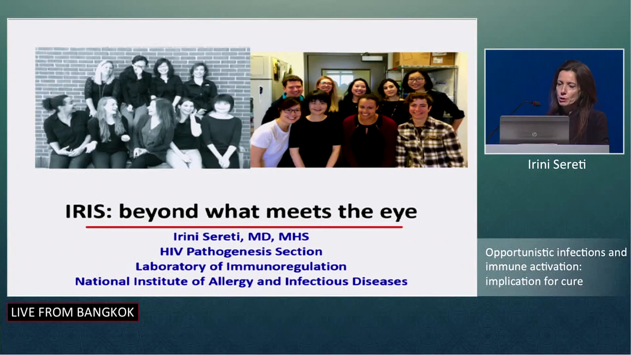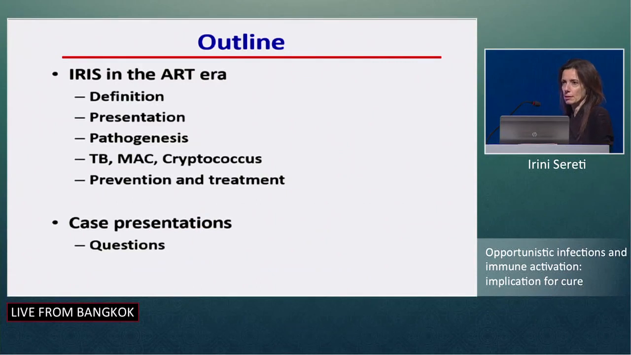I'll try to go quickly through the presentation so that we can get to discuss some of the cases that I have at the end, which are all real cases that I have seen in the clinic and the hospital. So the outline of the talk is we will briefly discuss the phenomenon of immune reconstitution inflammatory syndrome, specifically for HIV infection, discussing a few of the opportunistic infections that it has been associated with, also touch upon prevention and treatment, and then we're going to move on to case presentations.